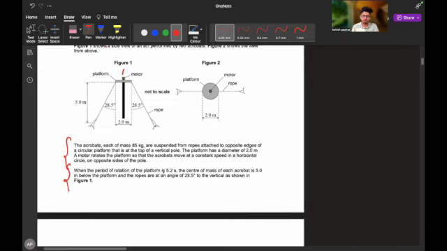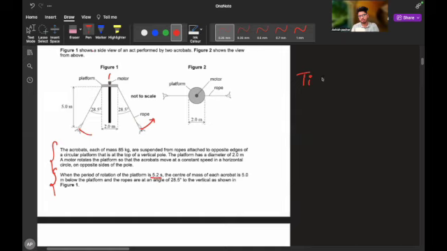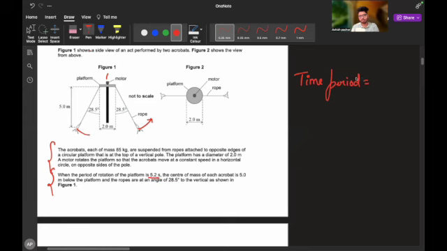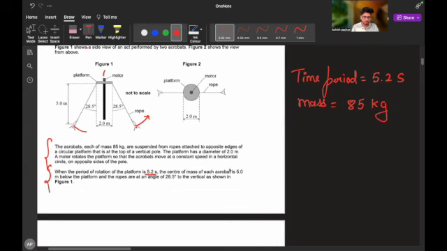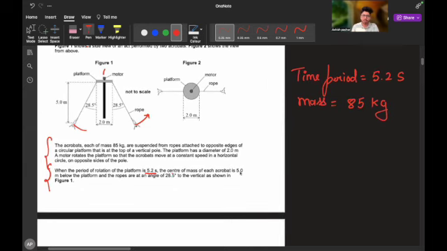When the period of rotation of the platform is 5.2 seconds, that means each acrobat takes 5.2 seconds to complete a complete round. So the time period is given to us, 5.2 seconds. The mass is given, so let me write all the given information: 85 kg. And the center of mass of each acrobat is 5 meters below the platform.